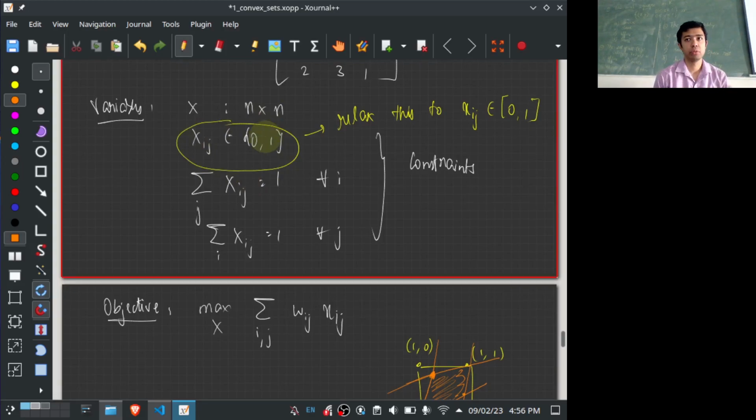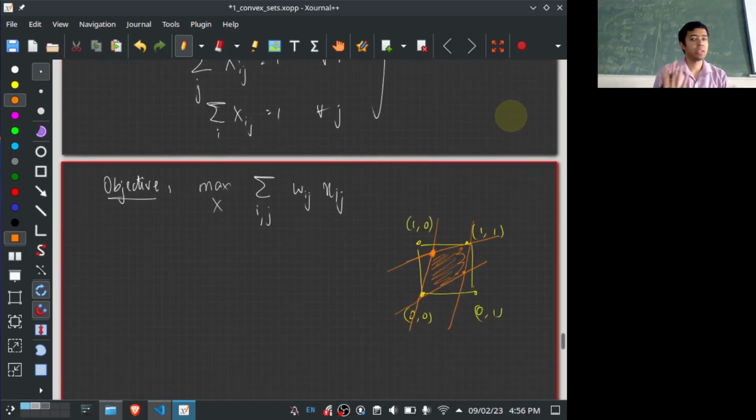Correct? Do you get the problem over here? I had an original problem where my xij's had to be either 0 or 1. I've relaxed this problem to the case where xij can take any fractional number between 0 and 1. So I get a linear programming problem. I solve the linear program.